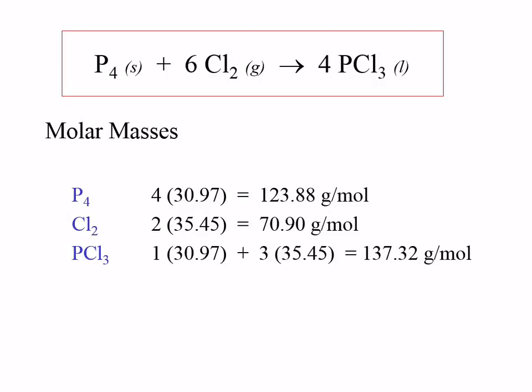And then for the PCl3, I took 1 times 30.97 plus 3 times the number for chlorine, 35.45, and I got a molar mass of 137.32 grams per mole. So again, just showing your work on the front end before you do your stoichiometric calculations. Okay, so here we go.